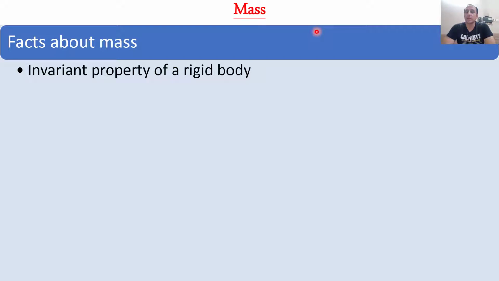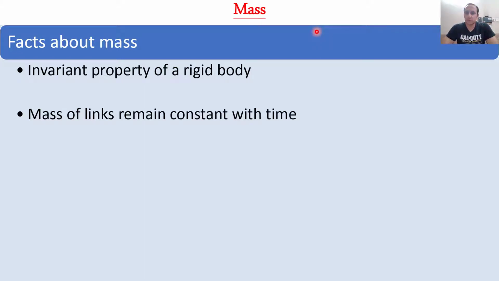On the other hand, we have weight, which is equal to the mass multiplied by the gravitational constant. That is a property which can vary, depending upon the value of the gravitational constant. So in order to make the dynamic analysis a bit easier, we will consider mass instead of weight throughout the dynamic analysis. So the mass of links remains constant with time.